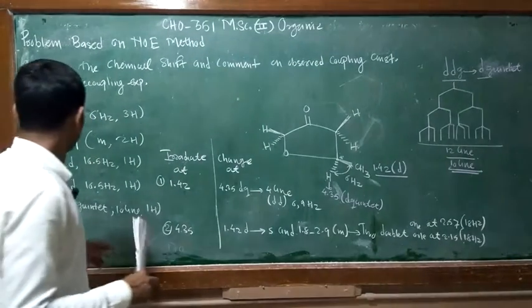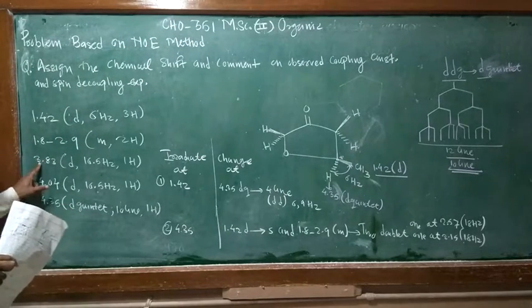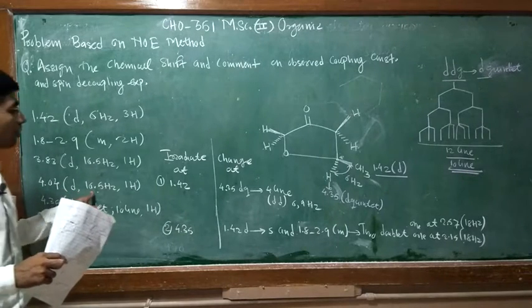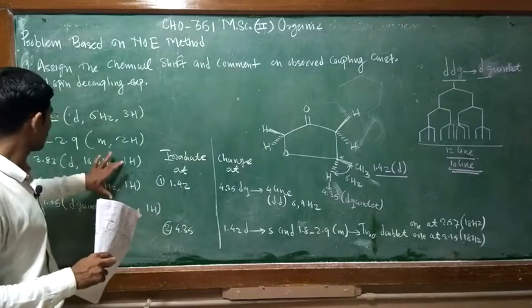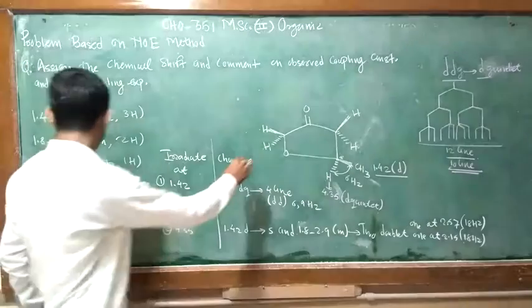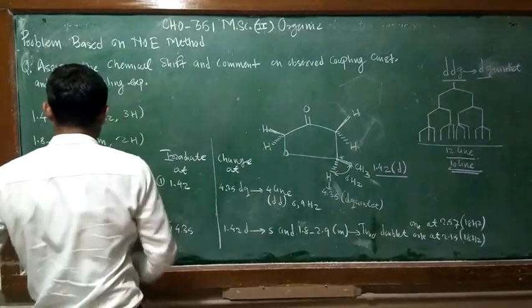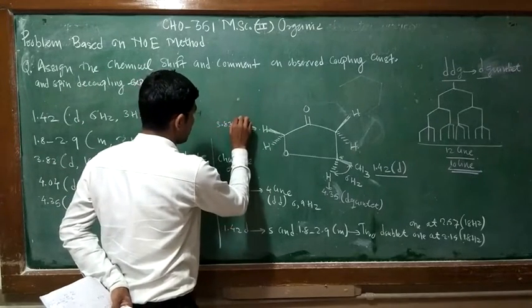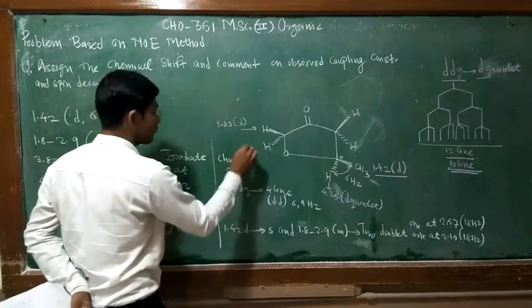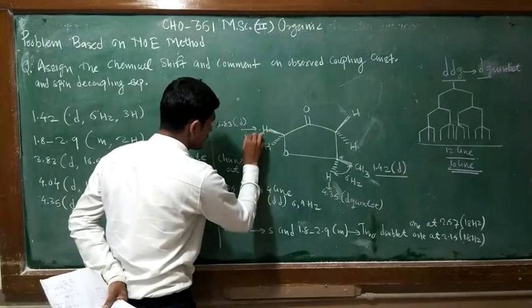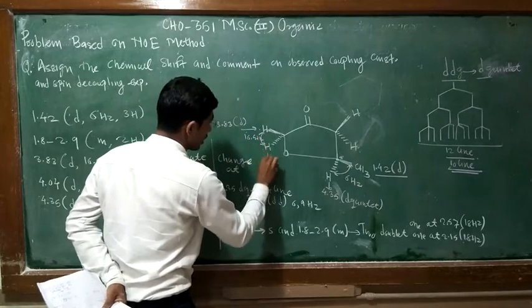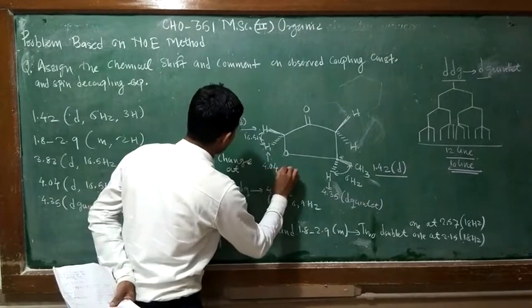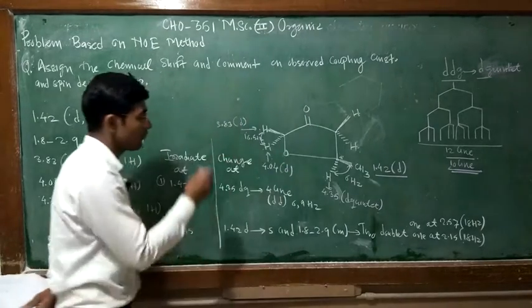Next, these two signals are given: 3.83 doublet, 16.5 Hertz, 1 proton; 4.40 doublet, 16.5 Hertz, for one proton. So these two protons couple here, meaning this is attached to oxygen because of their chemical shift value. So we read here 3.83, that is the doublet with 16.5 hertz, meaning this couples with this with 16.5 hertz. So we can assign to this value 4.40, that is the doublet with 16.5 hertz, like this.